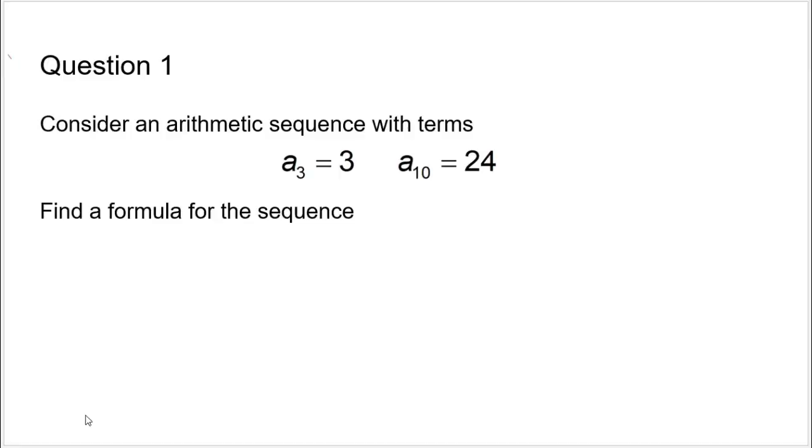All right, let's dive into these 25 questions right now. And here's question number 1. It says, consider an arithmetic sequence with terms a sub 3, the third term is 3, and a sub 10, the 10th term is 24. Find a formula for the sequence.